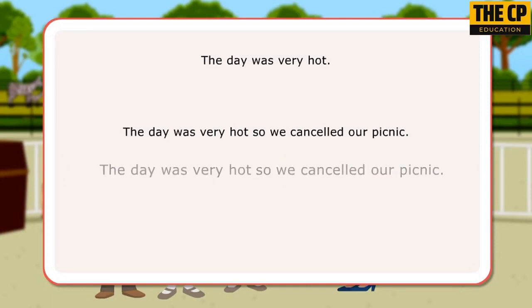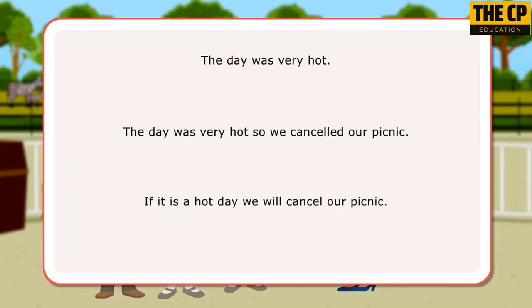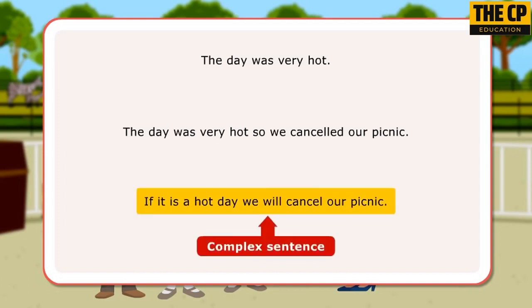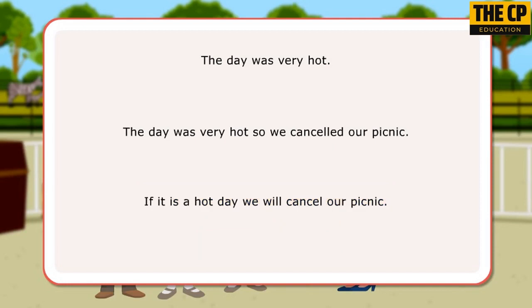If a sentence contains two statements, each presenting a different thought, but only one of these statements can stand alone separately as an independent sentence, it is called a complex sentence. If it is a hot day, we will cancel our picnic. Here, we will cancel our picnic presents a complete thought and can stand alone as a separate sentence. But the second thought, if it is a hot day, cannot stand separately as an independent sentence.